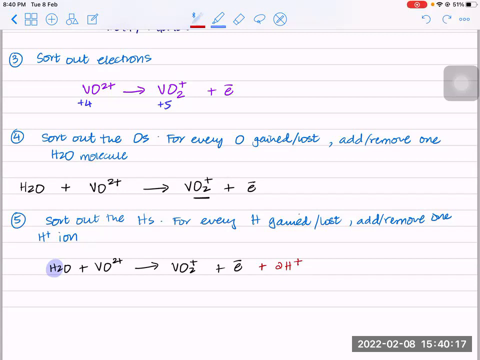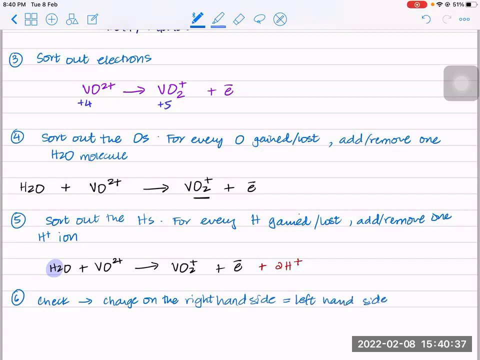And the last thing you do is check that the charges on the right are equal to the charges on the left. So you check that the charge on the right-hand side is equal to the left-hand side. Let's see how we do that.